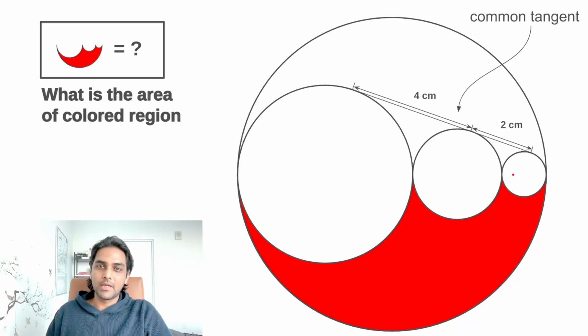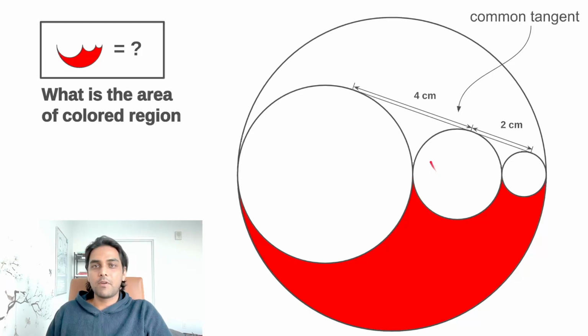In today's problem, we have three circles sitting inside one bigger circle. This small circle is tangent to the outer circle and this middle circle. This middle circle is tangent to the small circle and the bigger circle, and the bigger circle is tangent to this middle circle and the outermost circle.